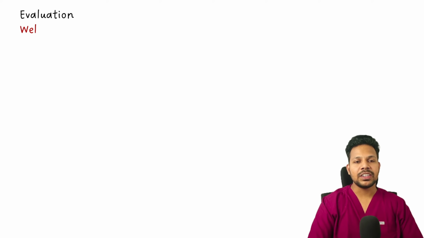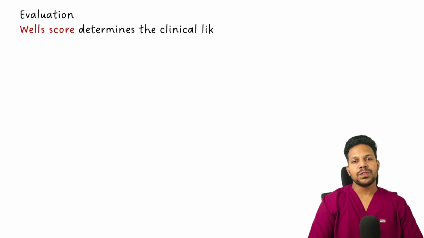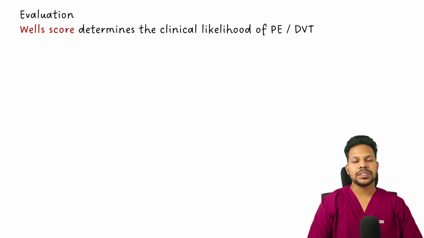Now let's look at the evaluation. For evaluation of the pulmonary embolism, firstly we need to calculate the Wells score. There is a separate Wells score for DVT as well as pulmonary embolism. There are multiple points and we have to take these points into account for calculating the Wells score.